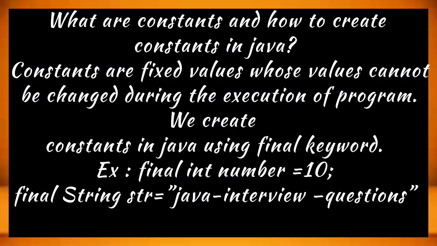What are constants and how to create constants in Java? Constants are fixed values whose values cannot be changed during the execution of the program. We create constants in Java using the final keyword. For example, final int number equal to 10. Final String str equal to "Java interview questions". So these are final variables that are constants.